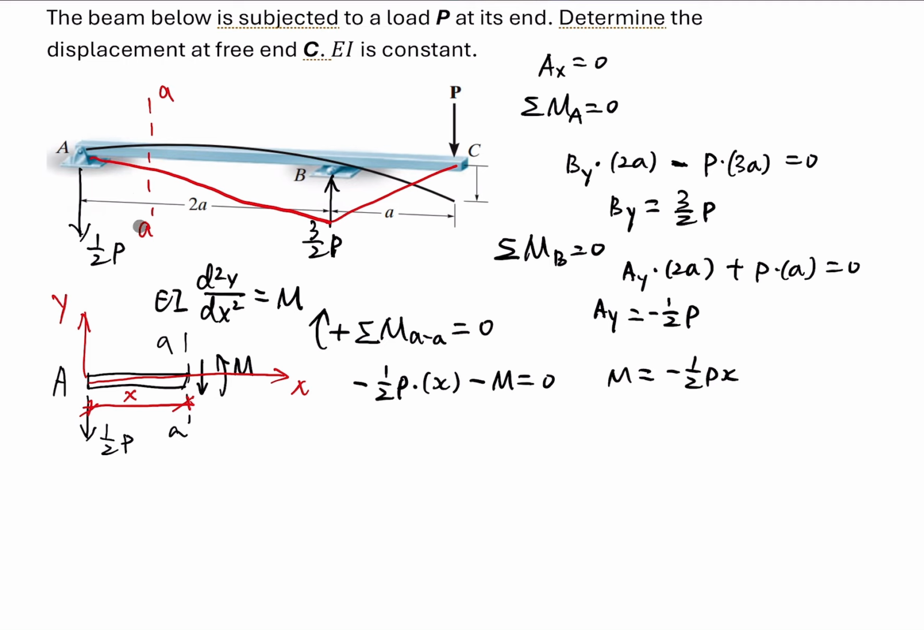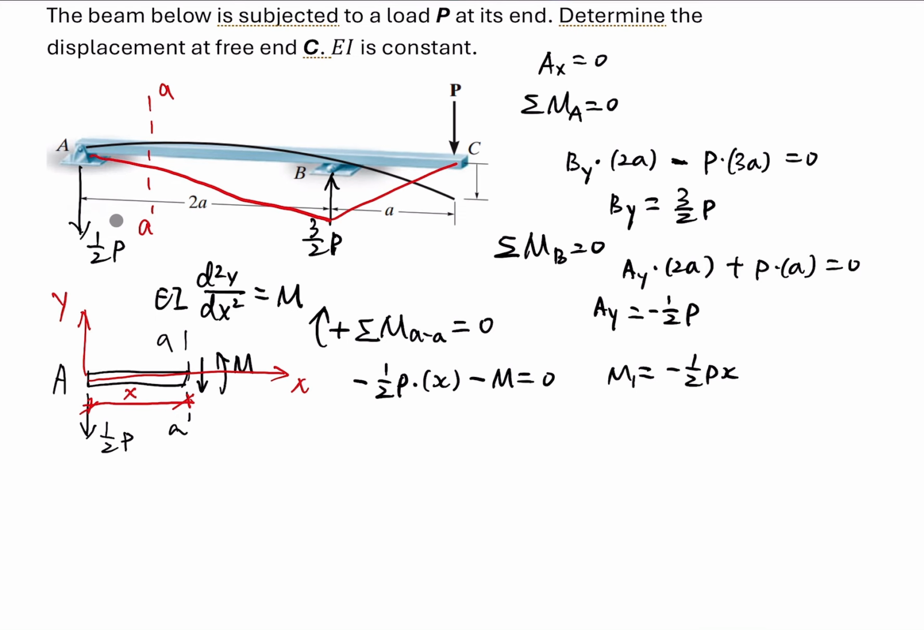We can say this is for this curve. If we say this is bending moment M1, this is y1. Because we need two equations for the bending moment, this one is for AB.